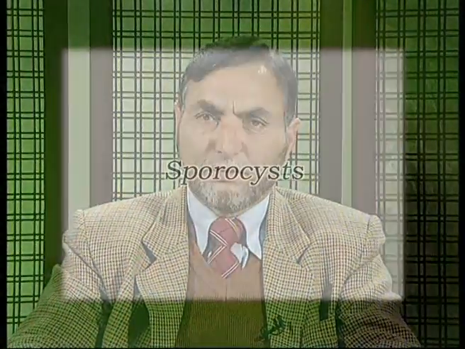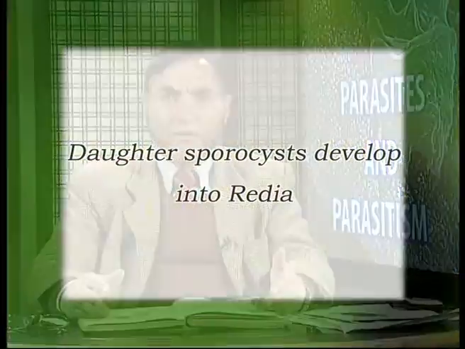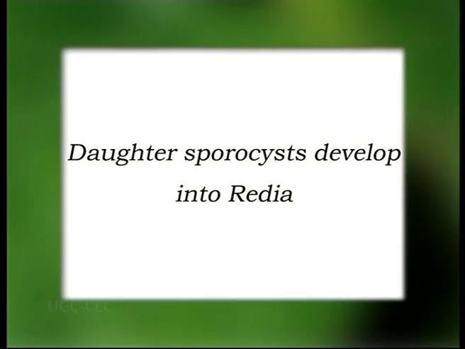These miracidia swim in water, and then they may come in contact with snails. These snails, Planorbis or Lymnaea, once they come in contact with them, they enter their body and then develop into sporocysts. These sporocysts, inside they have the germinating layer, and go on producing many sporocysts again, daughter sporocysts. These daughter sporocysts come out and they develop into rediae.